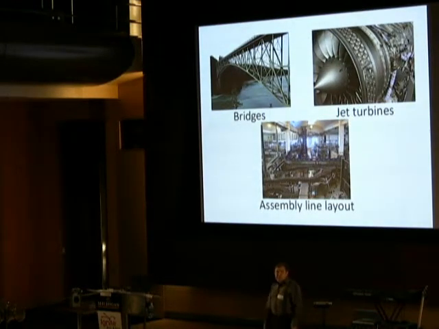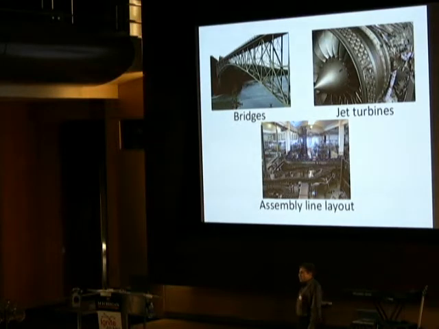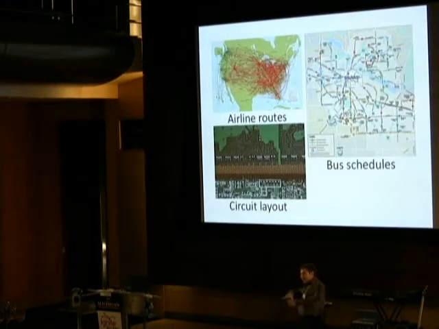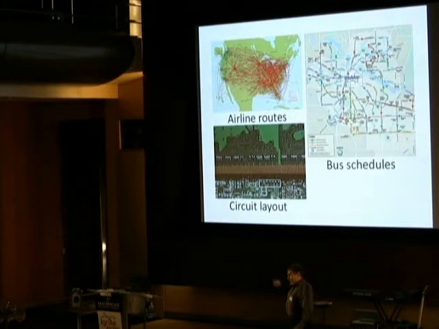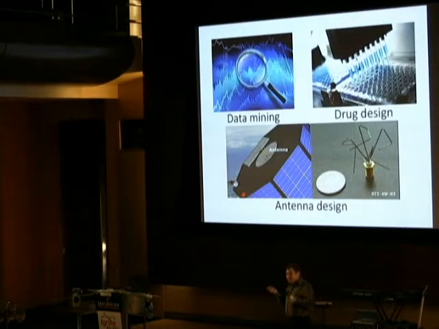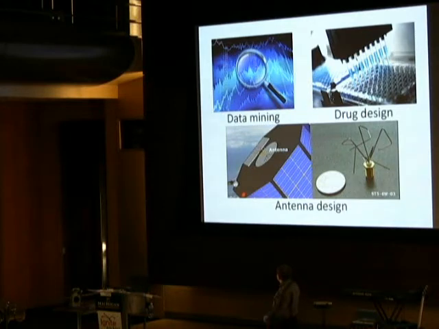It's been used for more boring things, making money. It's been used to evolve strong bridge structures. It's been used to evolve the shape of jet turbine blades by GE. It's been used to design assembly line layouts. It's been used to do things like airline routing, bus schedules, FedEx routing, things like that. Circuit layout, computer chips. If you think about a computer chip, smaller than an egg, you have to fit more and more things on, right? How do you do that? Well, sometimes you think like genetic algorithms.